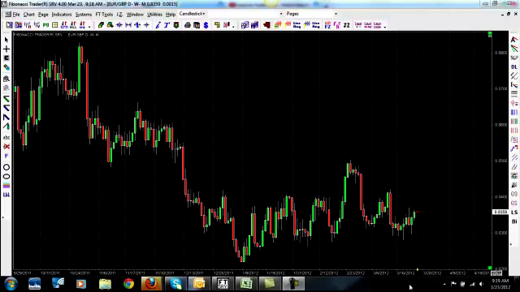So you can see this chart in front of me. This is the Euro Pound daily chart. Now each one of these candles represents a day. A green candle means the price was higher than when it opened. It was an up day, and a red candle means price went down for the day. It's very easy.